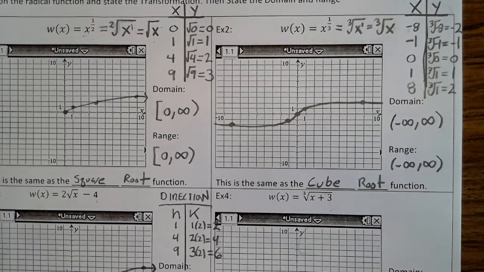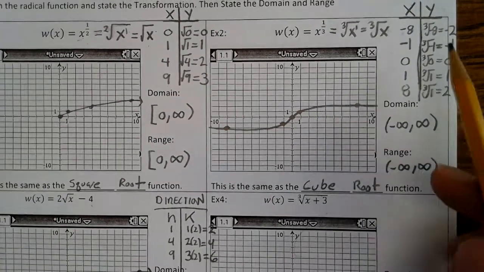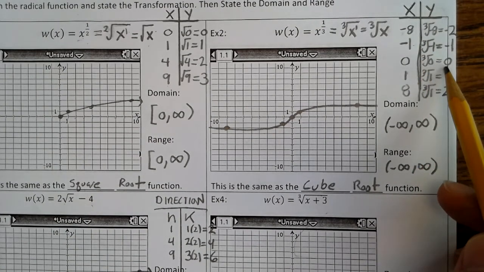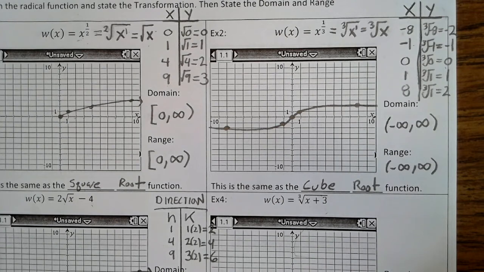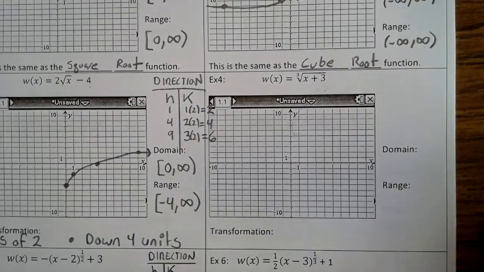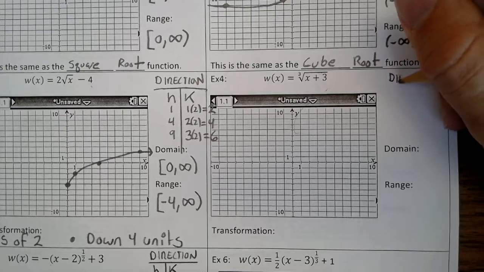All right, so we did that. So now we know the directions are, these points can be used as a direction, and 0, 0 is our vertex, or HK. All right, so, example 4. So we're going to graph by direction.